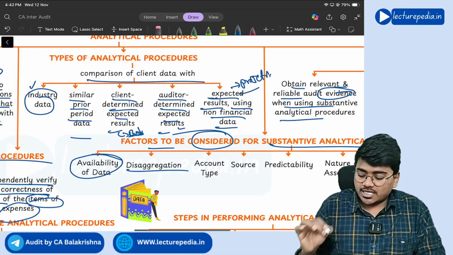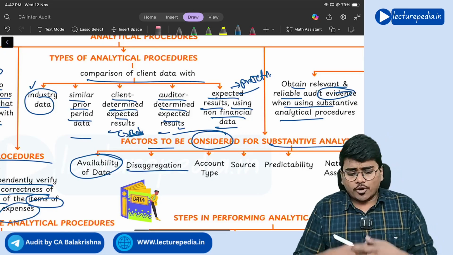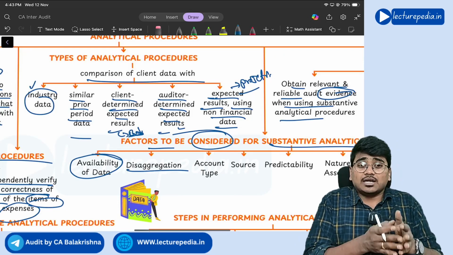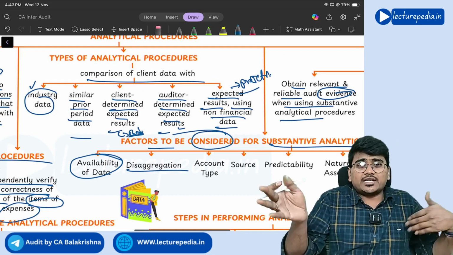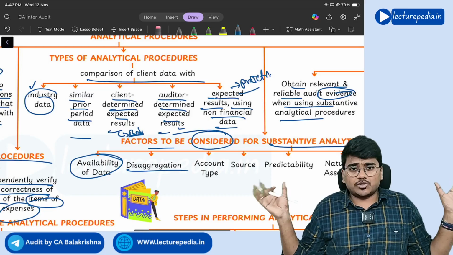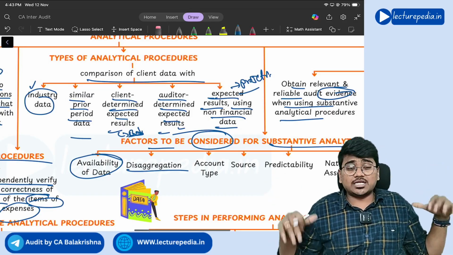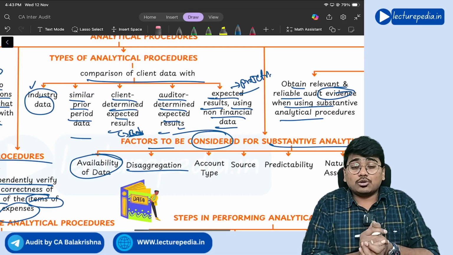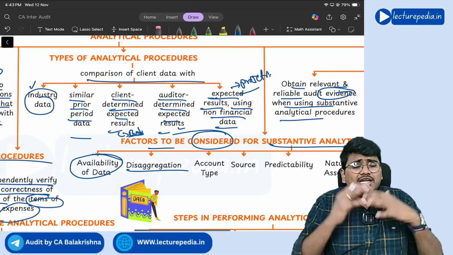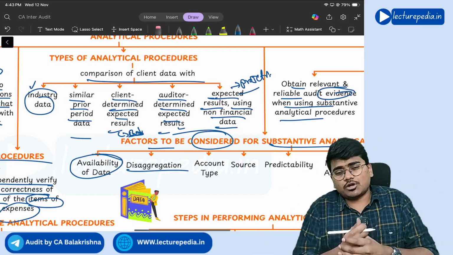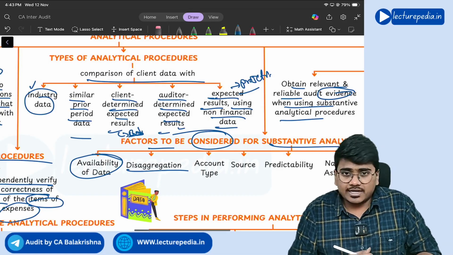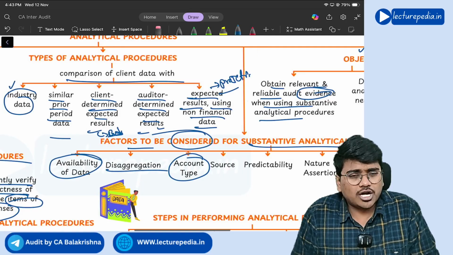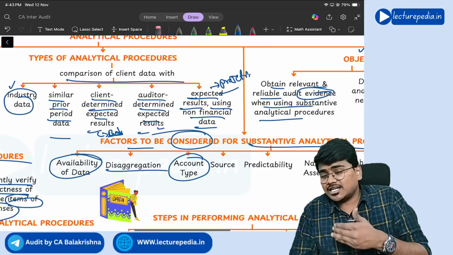Next, disaggregation. Disaggregation means, okay, data is available, but that data is segregated into various areas, so it is present in a lot of places, then it takes time to collate all that data. So if the data is highly disaggregated, then also it is not possible to perform an analytical procedure. Next, account type. So what is the type of account on which you want to perform analytical procedure?